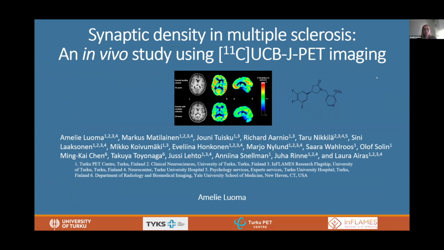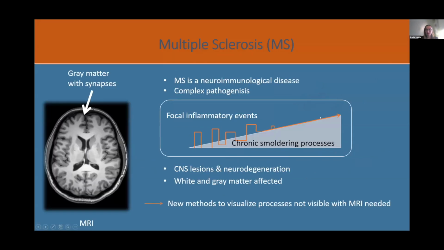And as you said, this is an in vivo study, so a study in the living human brain, and it uses PET imaging, so positron emission tomography. There we go. So first of all, I would like to say a few words about multiple sclerosis, or MS in short, as not everyone might be so familiar with it.